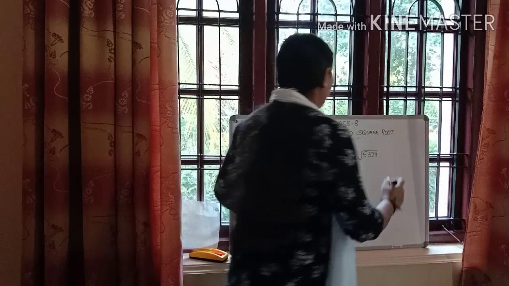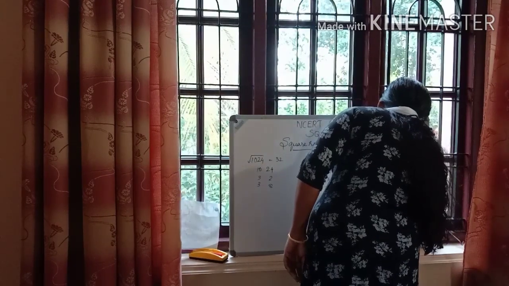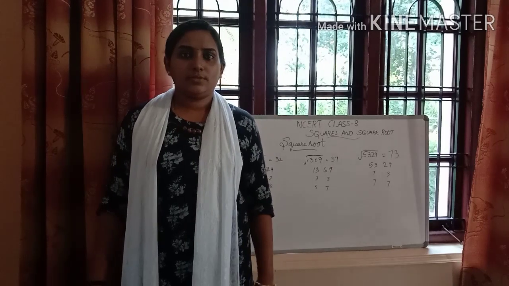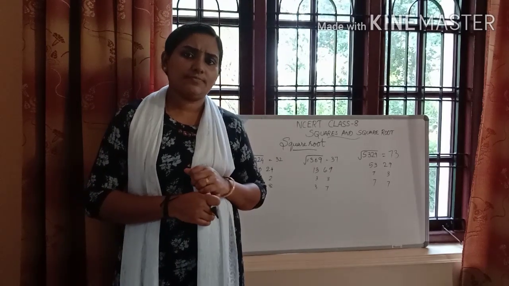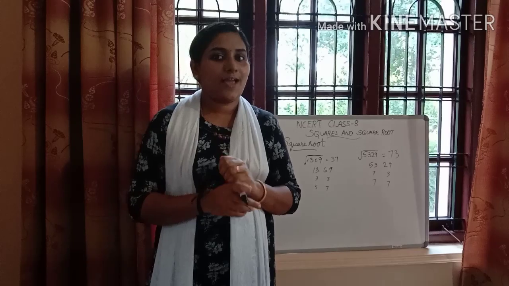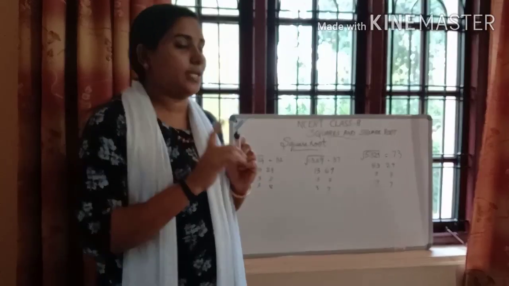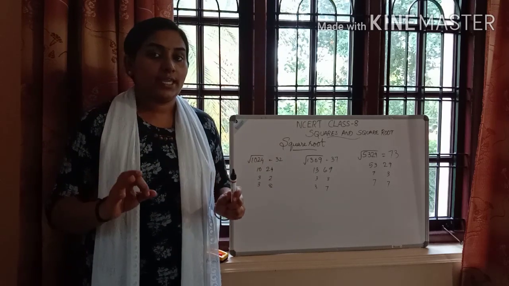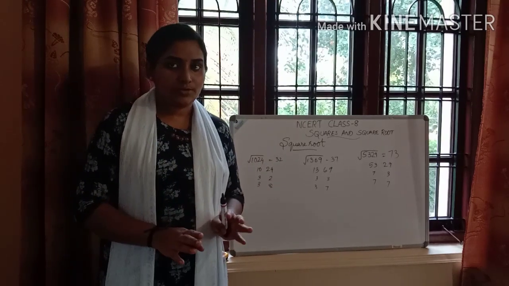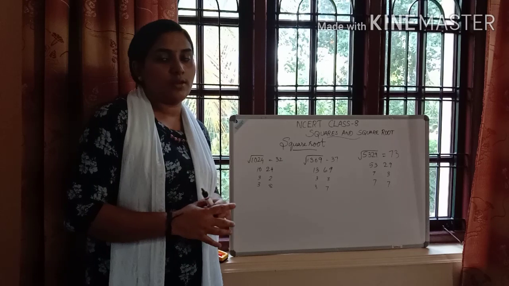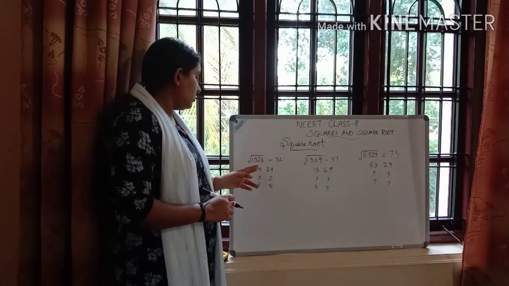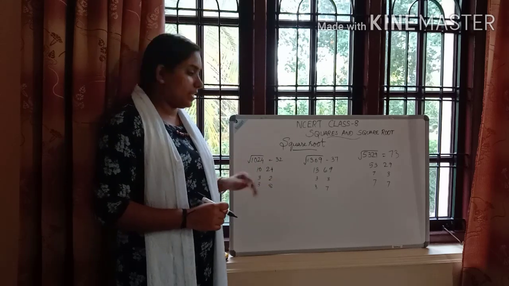Yes. Wait. 53 and 29, this number. How did I get it? I will help you. I will explain it in a simple method. See, if you are getting any 4-digit number to find the square root, split this number in 2. That is 10 and 24.